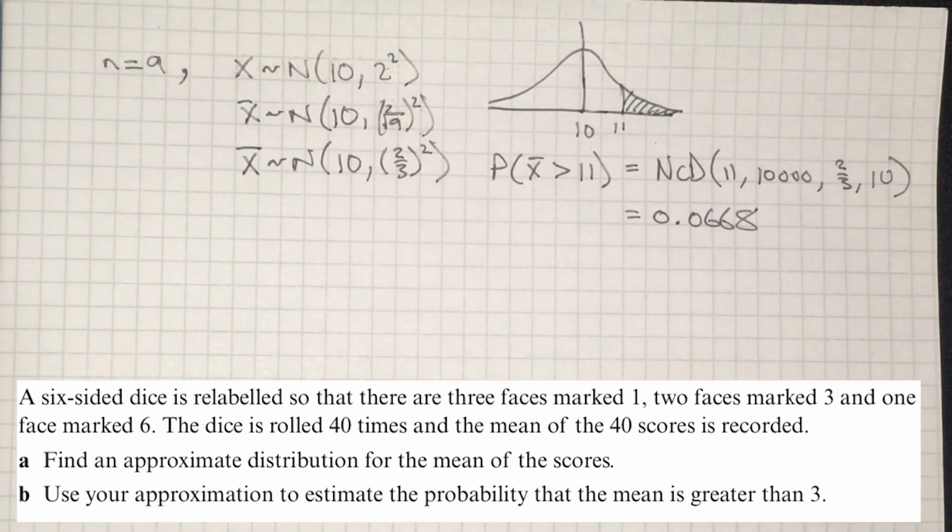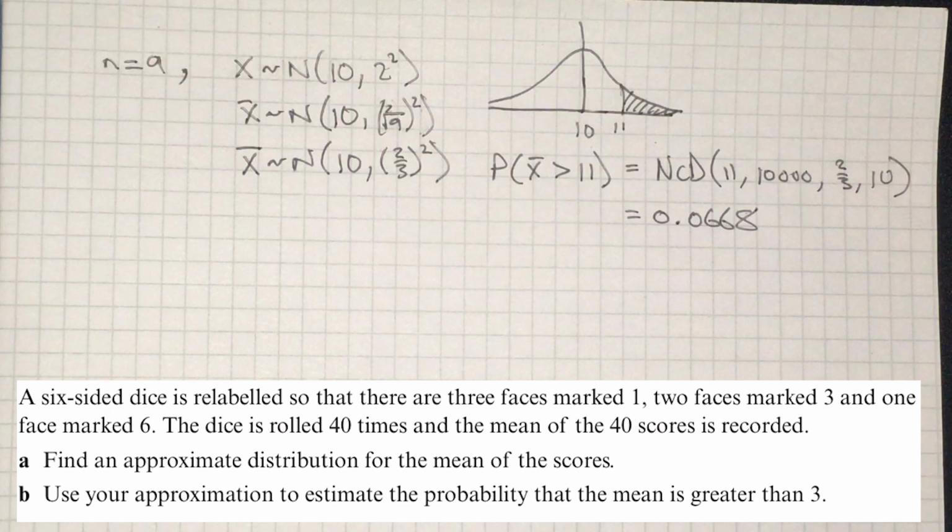A couple of things to note here. This is not an approximation, since the central limit theorem, when it's applied to a normal distribution, produces the exact distribution of the sample mean, the exact distribution of x-bar. So in this case, it is not an approximation. Only when the original distribution is not a normal distribution is it an approximation.